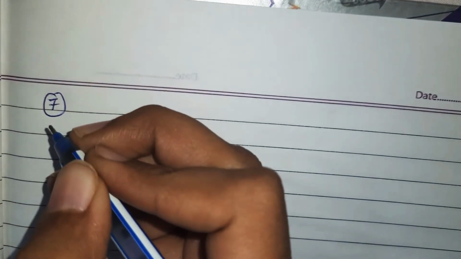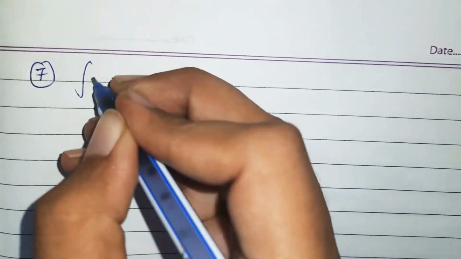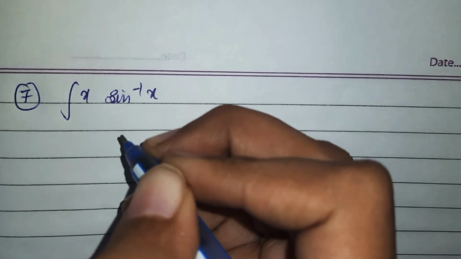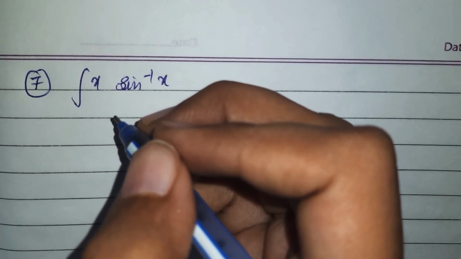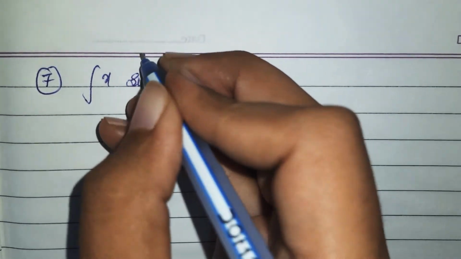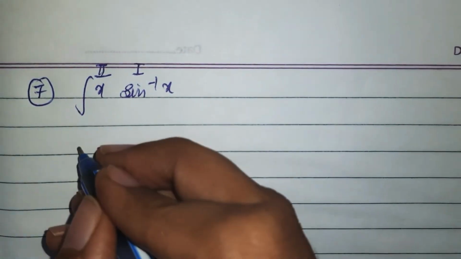Now come to question number 7. In question number 7, what you need to do? The question is x sine inverse x. Now if I am talking about this, then what you need to do? First function is the inverse function, highlight. This is your first function, this is your second function. So what you need to do?